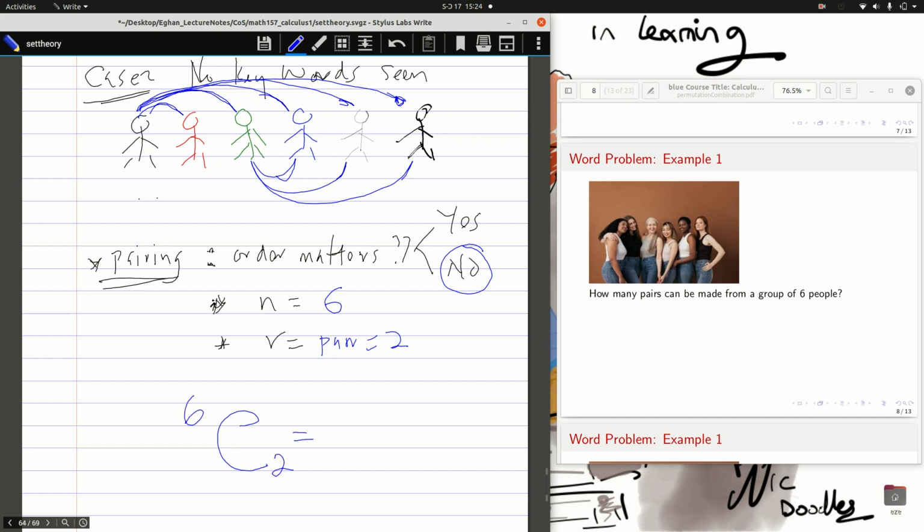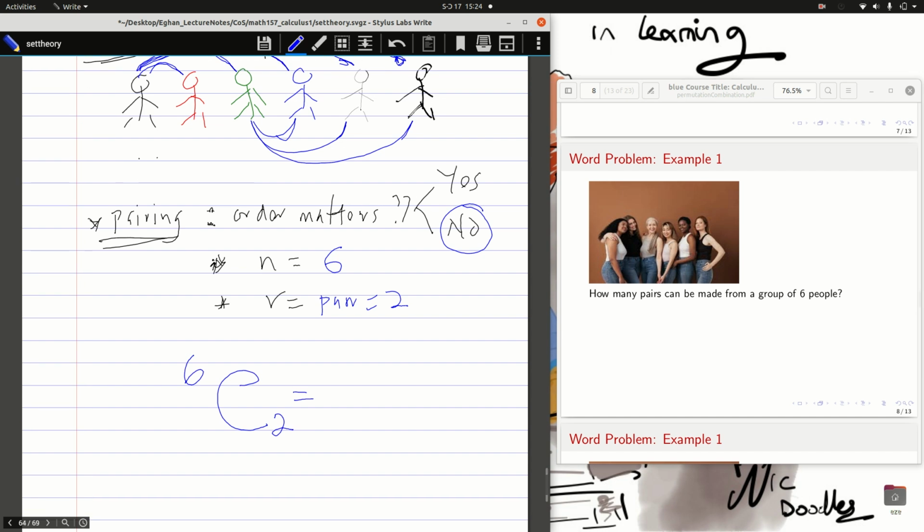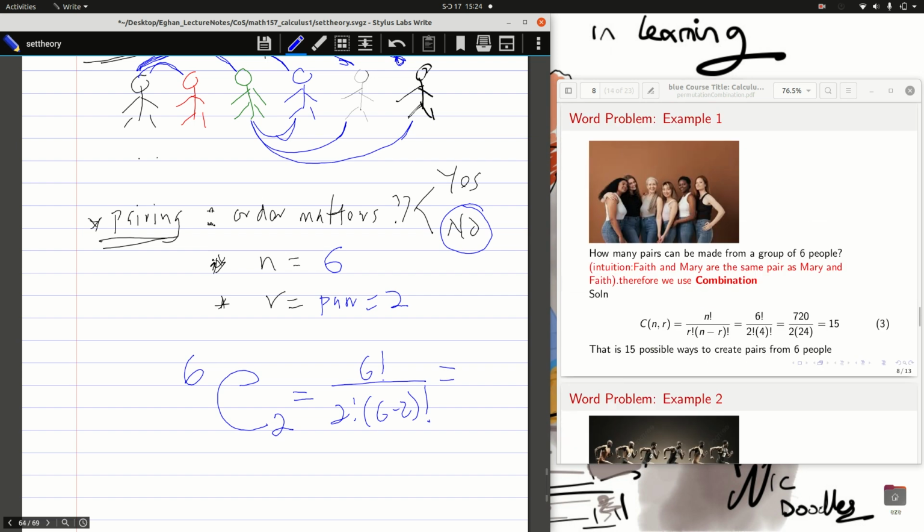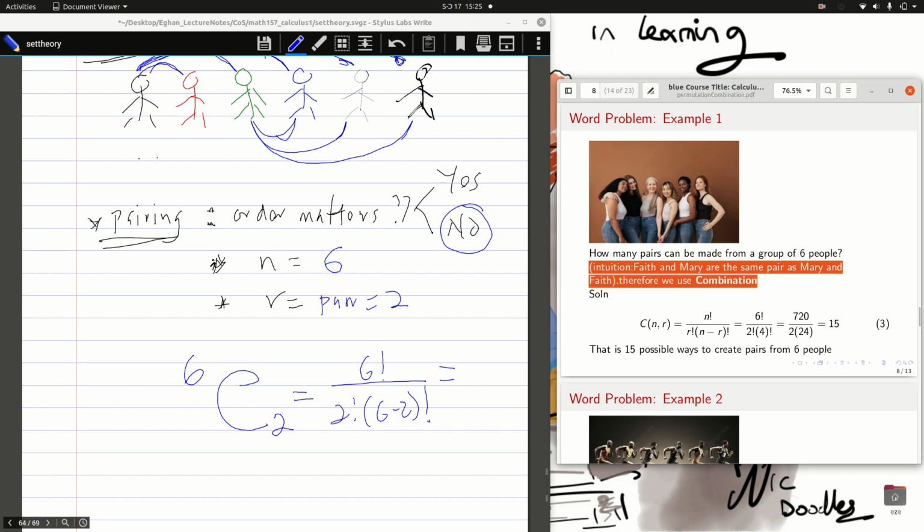Repetition wasn't stated, so we assume there's no repetition. That is what you should always have in mind. And so I have 6 factorial over 2 factorial times 6 minus 2, all factorial. And you can use your calculator to have this figured out. So it says you have 15 possible ways to pair these people. If you look at the intuition I have here, I said Faith and Mary are the same pair as Mary and Faith. So you have a choice to make. Nobody cares about order, and that is combination.